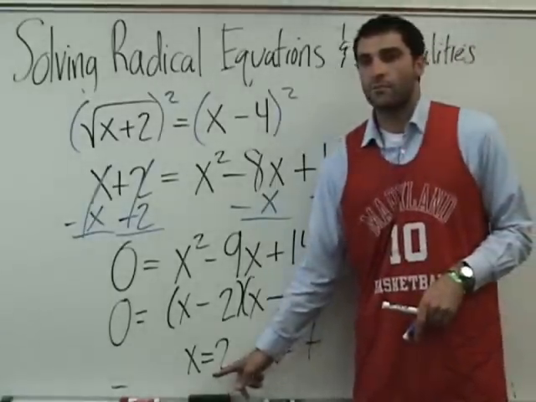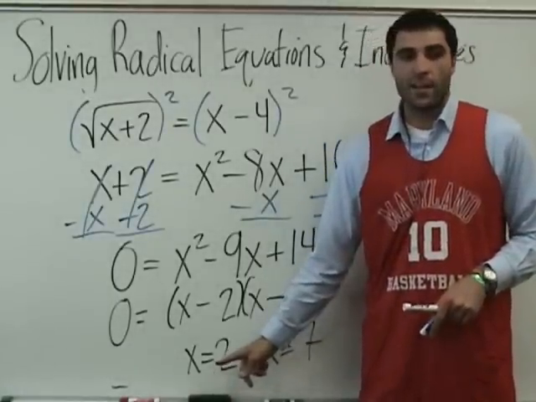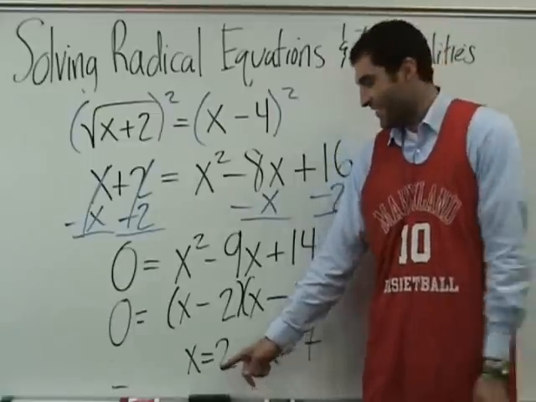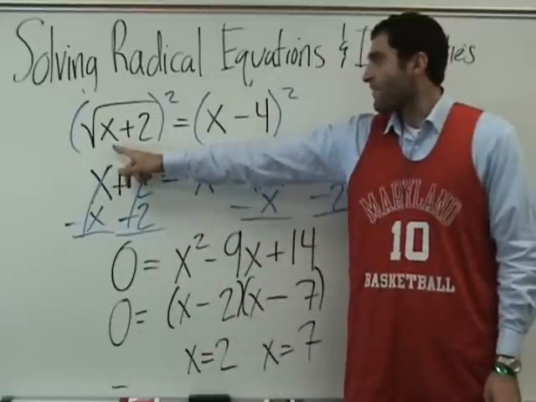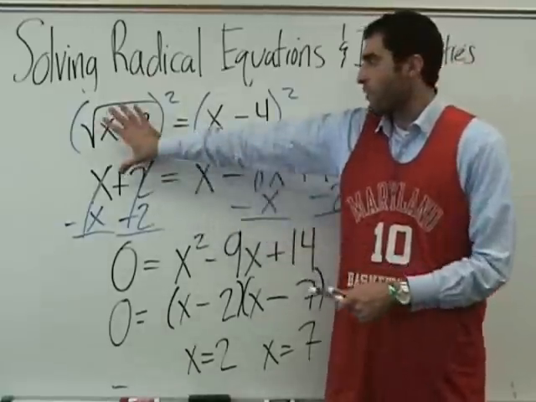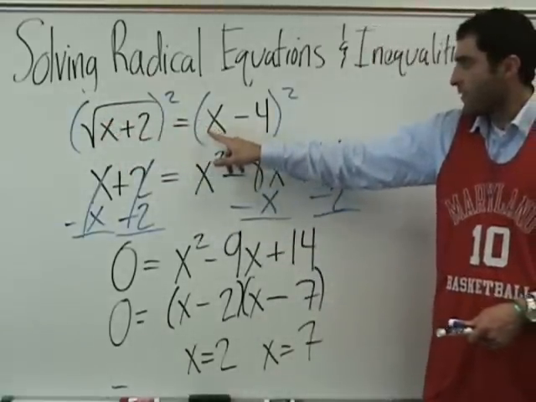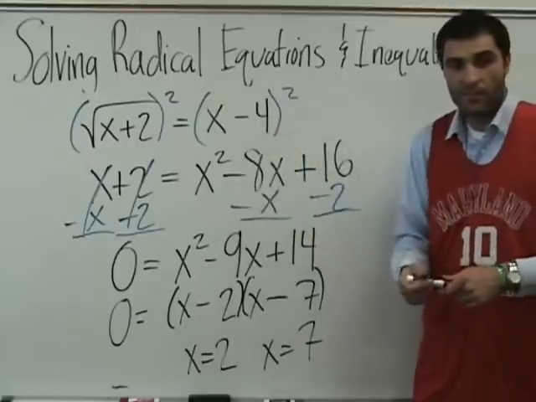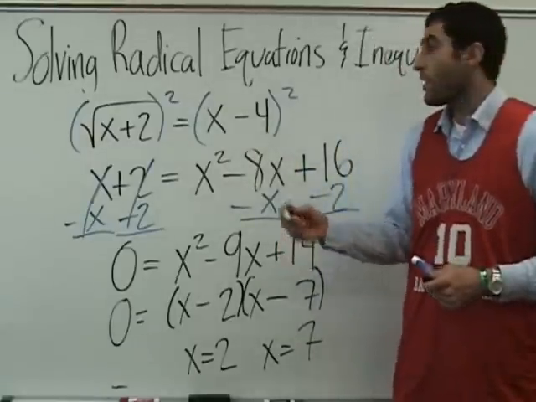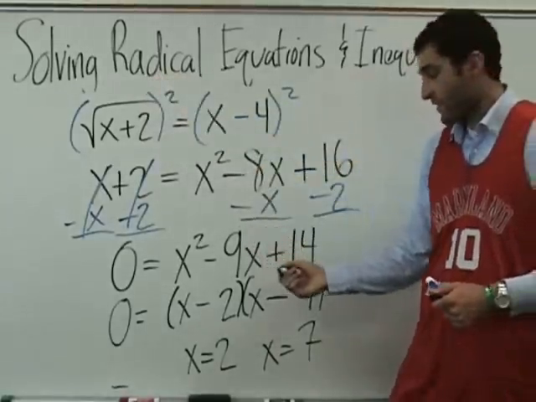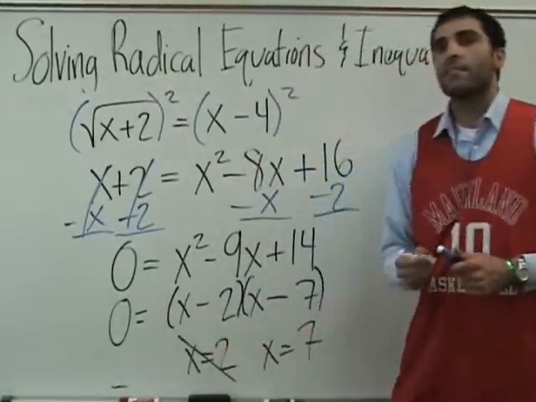Volunteer to try 2. Okay, I'll try 2. Here we go. 2 plus 2 is 4, square root of 4 is 2. So this would be 2 over here, so it would be 2 equals 2 minus negative 2. Does it work? No. So it doesn't work. That's out. That's not a solution.